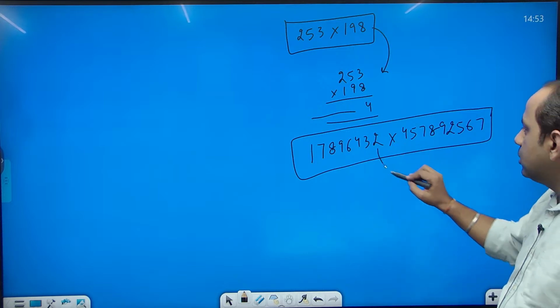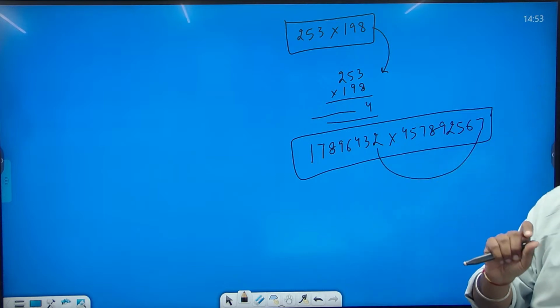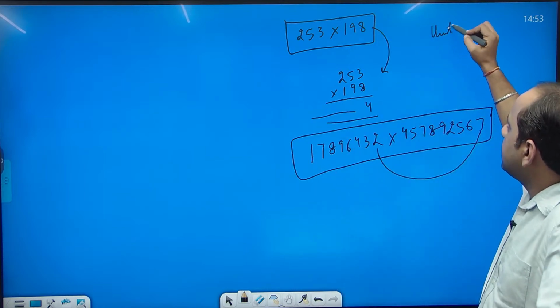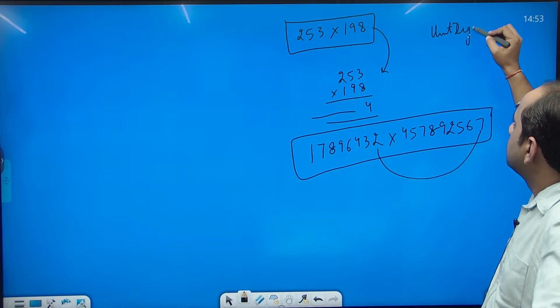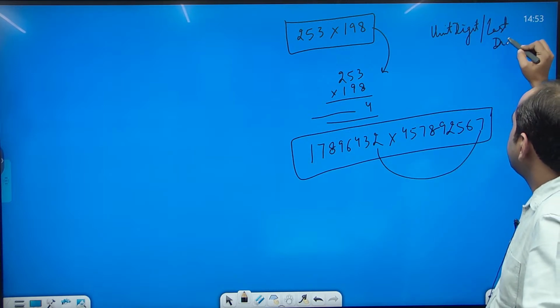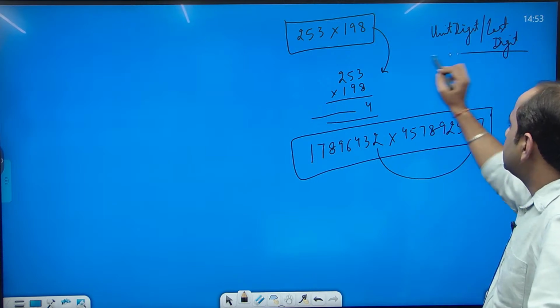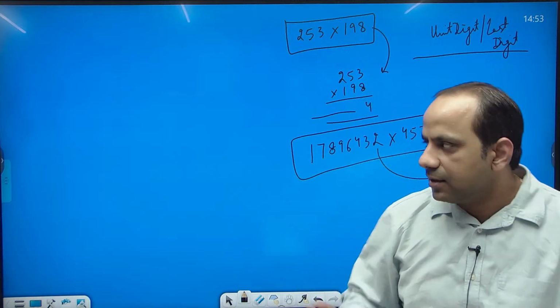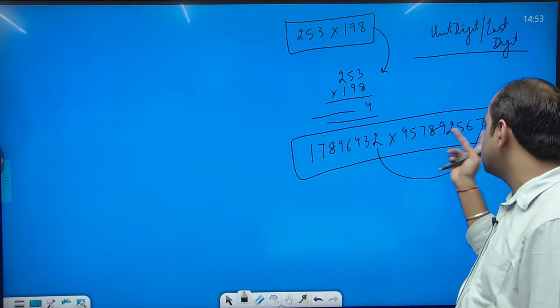We are interested in only the unit digit, so we need to multiply the last digits only. Unit digit means the last digit, one and the same thing. When we need to calculate the unit digit or last digit, we are interested in the product of the last digits only.